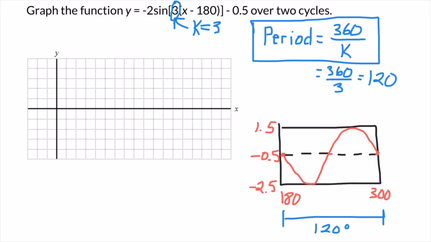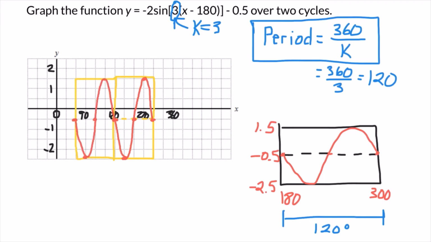To make my graph, I'm going to start with an appropriate scale. And once I have my scale, I can draw in my box. So on the left, I'm starting at 180 and ending at 300. My maximum is 1.5 and my minimum is negative 2.5. My central axis is at negative 0.5. I start on the central axis, I end at the central axis, halfway between, I'm on the central axis. I go down to my minimum, I go up to my maximum, and there is one cycle of my function.